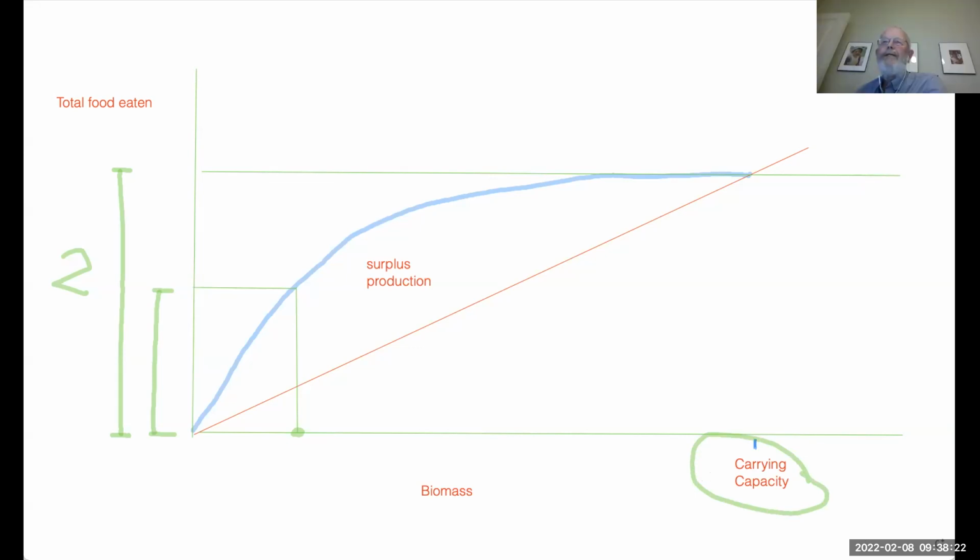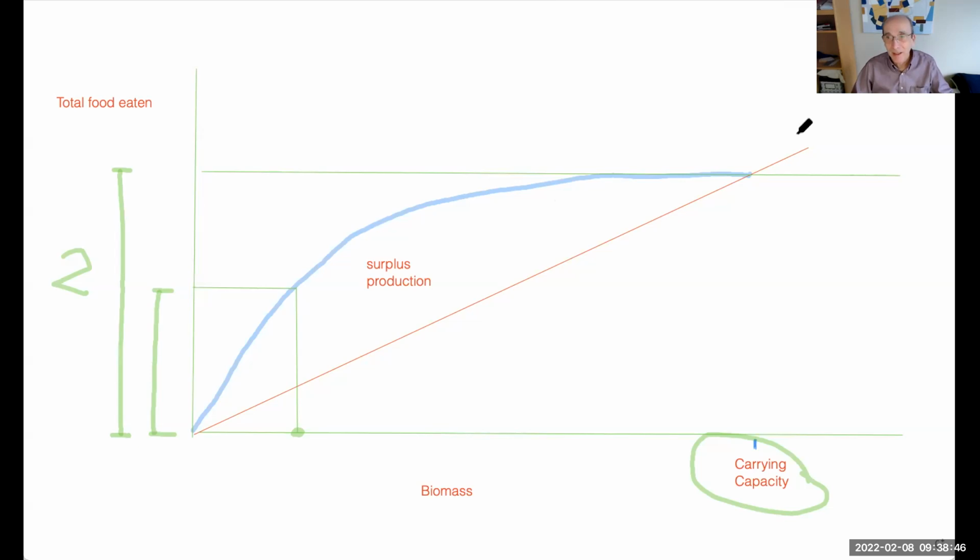The carrying capacity results from the balance between intake and loss. That balance in Ecopath is occurring not where total possible food intake is maximum, but where mortality balances intake, which is down at a much lower biomass.